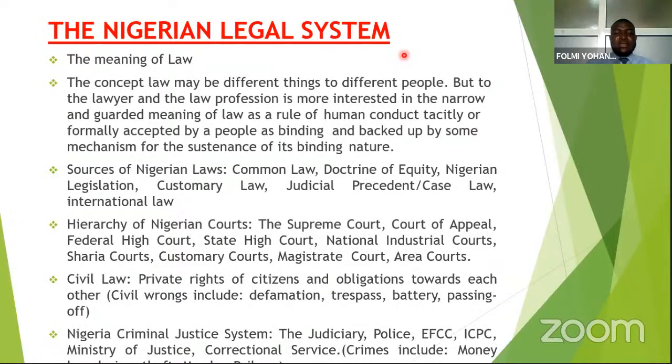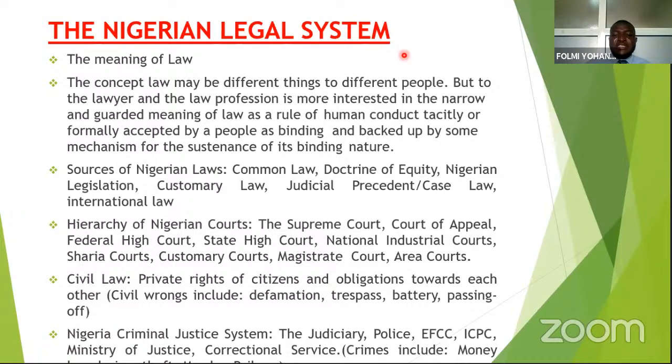So the next thing we will look at is the hierarchy of Nigerian courts. When we say the hierarchy of the Nigerian courts, we're talking about the Supreme Court, which is the highest court of the land. So at this point, you get to know the judicial precedent and case law that I talked about earlier. So the Supreme Court is the highest court of the land. Whatever the Supreme Court decides becomes the law.